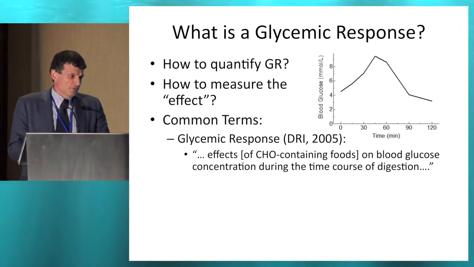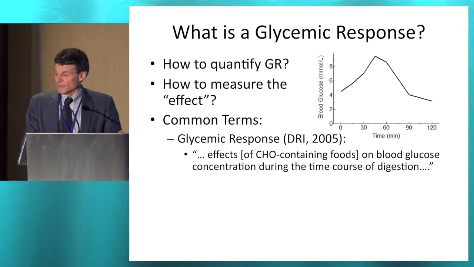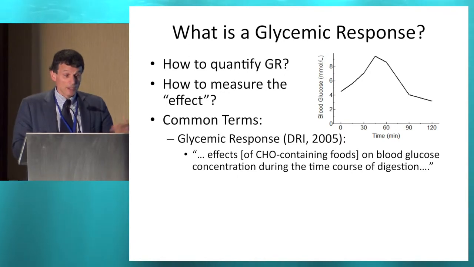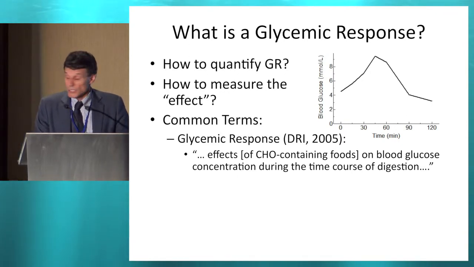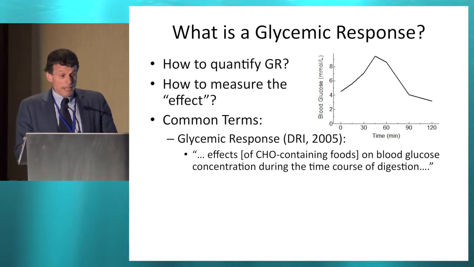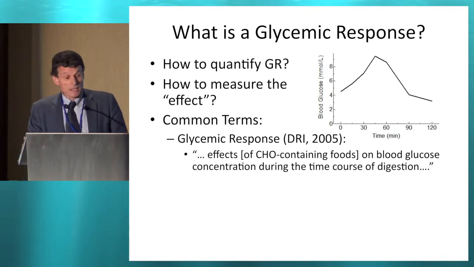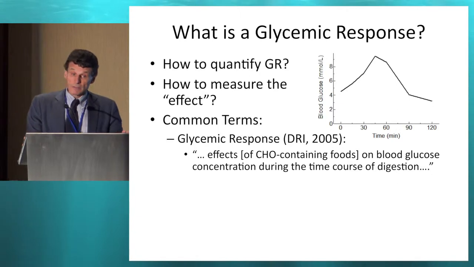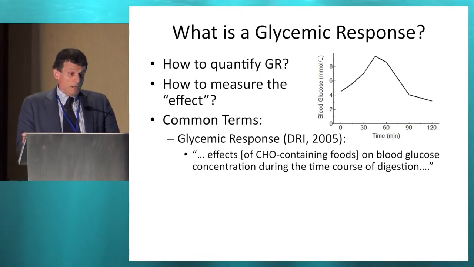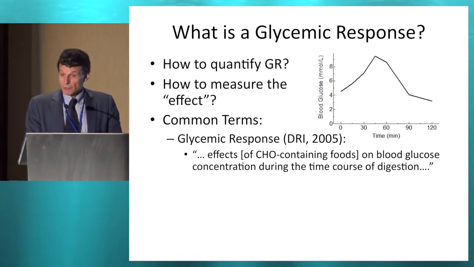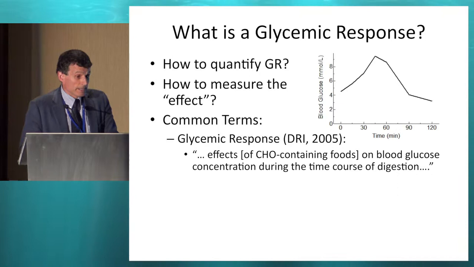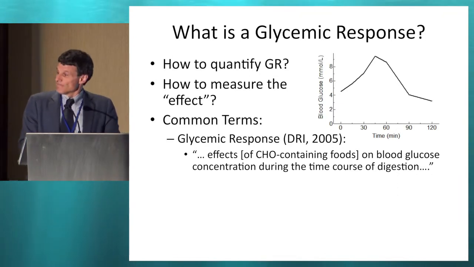So we've heard this morning that it's generally accepted that high postprandial glucose is bad for you. So the question I want to ask is, how do we measure that? How do we quantify a glycemic response? How do we measure the effect? And this is particularly relevant if a company wants to make a product they wish to make a claim about. We need to have a way to talk about this in a proper way.